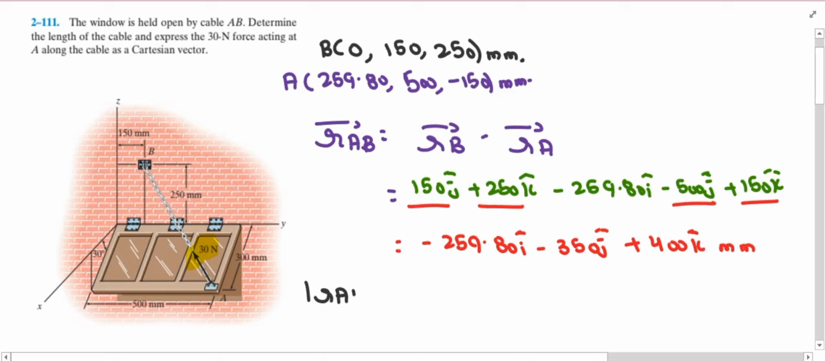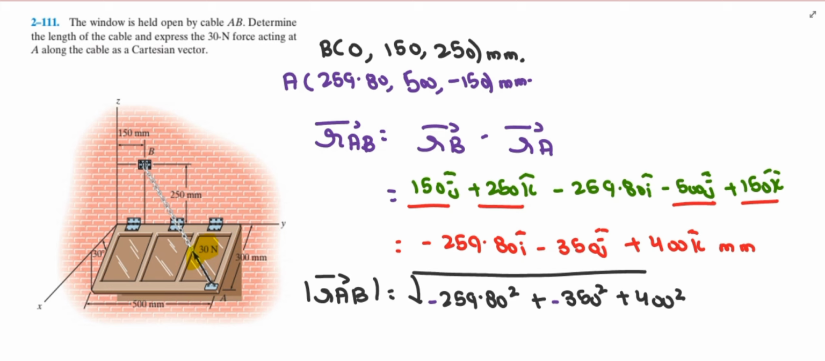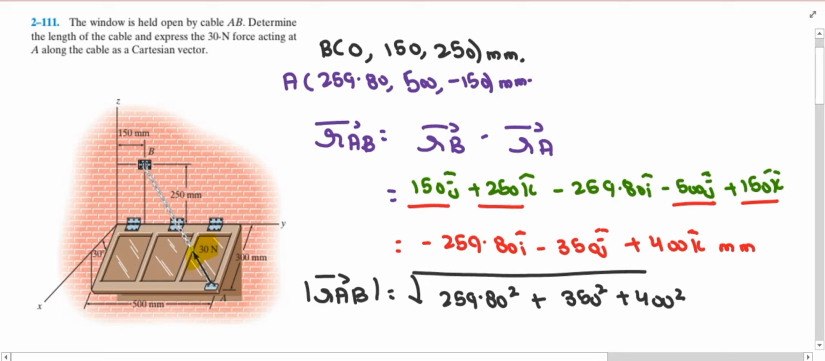So the magnitude of RAB is equal to the square root of x squared plus y squared plus z squared. X is 259.80 squared, y is 350 squared, and z is 400 squared. If you are wondering why I don't write the negative 350 and the negative 259.80 here, it is because squaring these values converts the negative sign into a positive sign. So get the calculator, put the values into it, and solve for the magnitude of RAB. The magnitude of RAB is 591.60 millimeter.